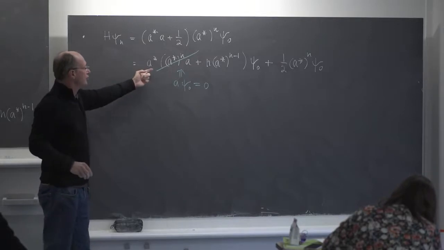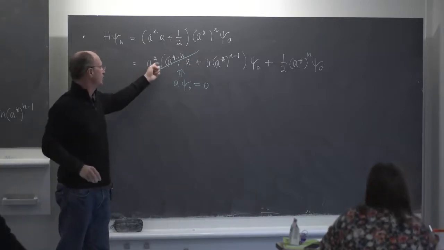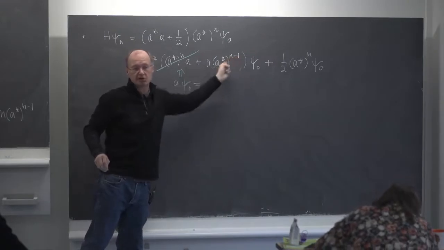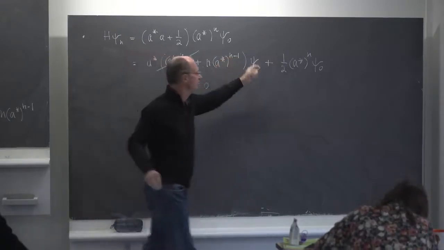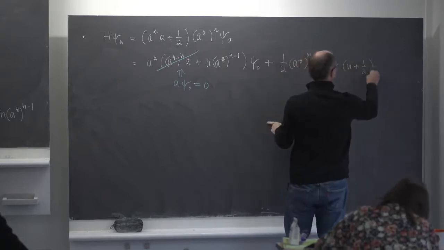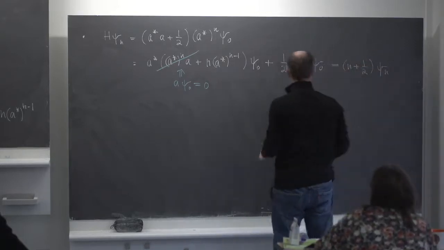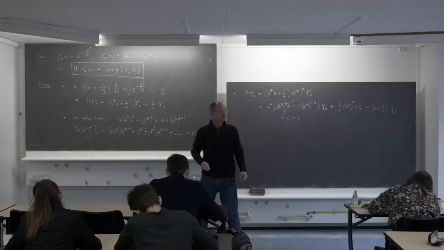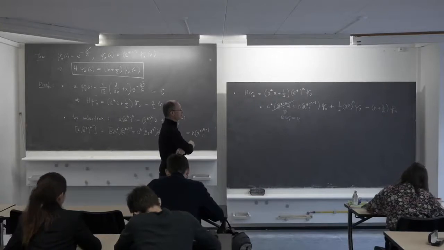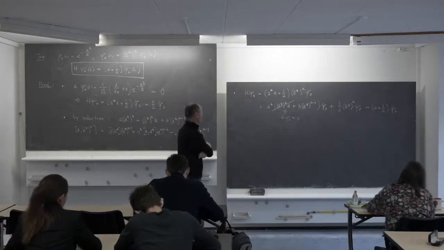Now I can put all the terms back together again, because I have here a star times a star to the power n minus 1, which is again a star to the power n. So this is actually all proportional to a star to the n acting on psi naught, which means that this is some number, n plus 1/2, acting on psi n.